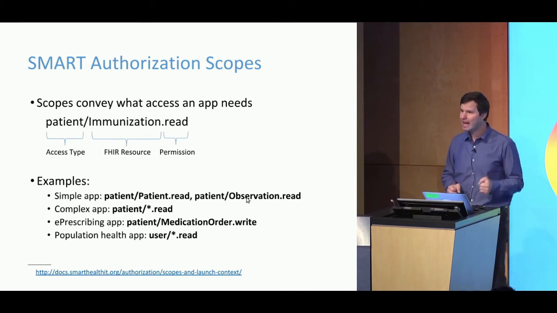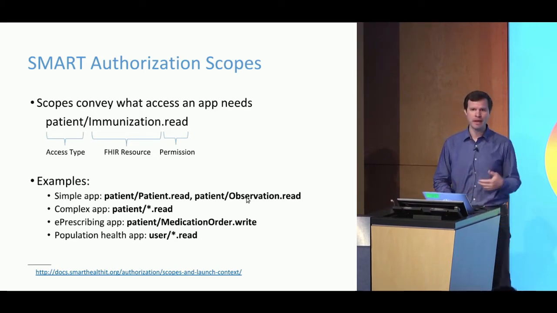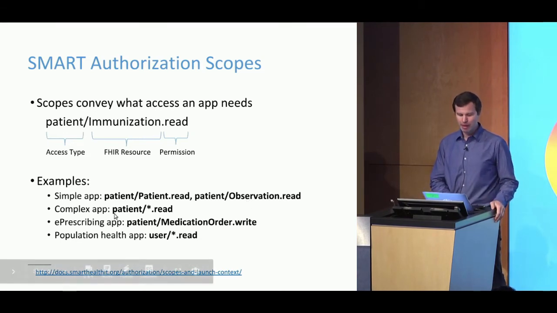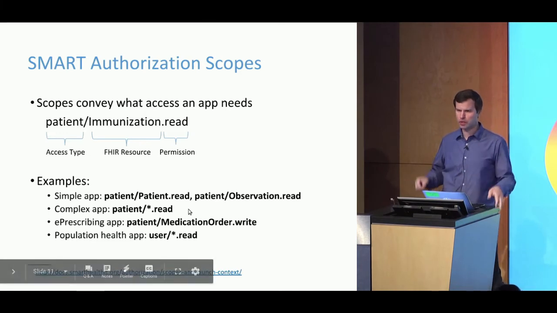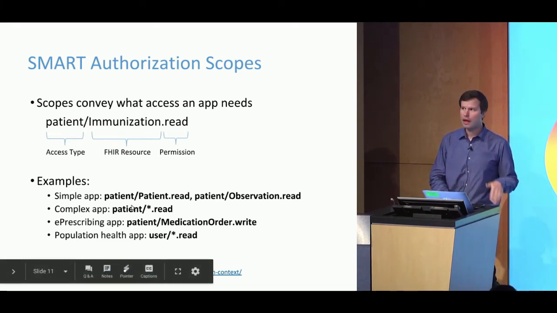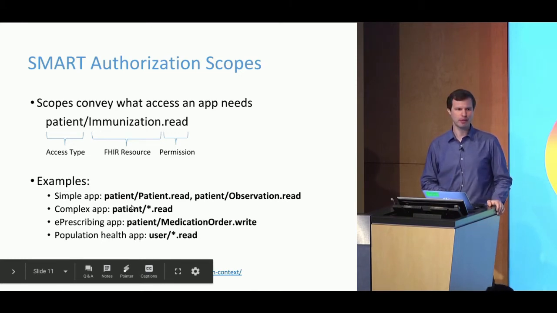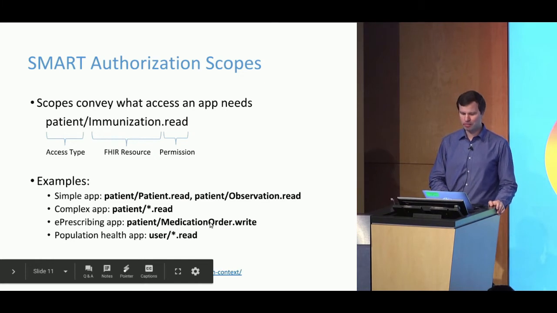If I've got a complex app that's showing me many different aspects of my clinical history, or if I want to share all of my data with a personal health repository, I might want to grant a permission like patient/*.read. And that says grant access to all resources that are associated with the patient in context. A couple more examples. Maybe I've got an electronic prescribing app, so that's something that needs access to write medication orders on a particular patient.